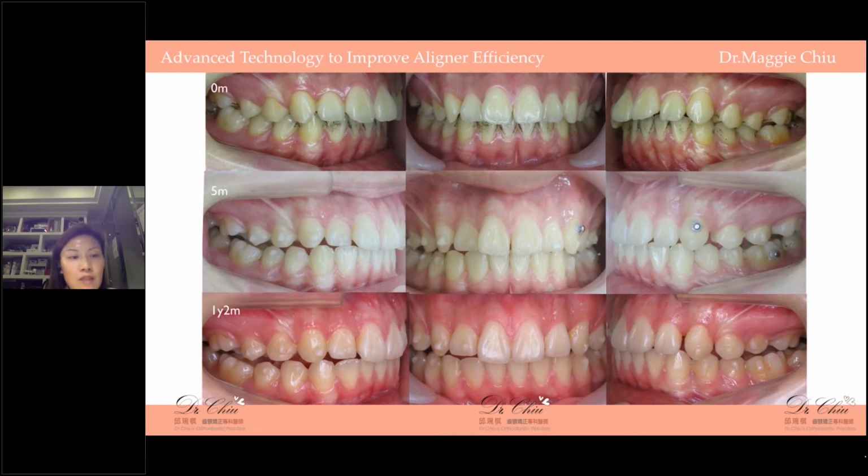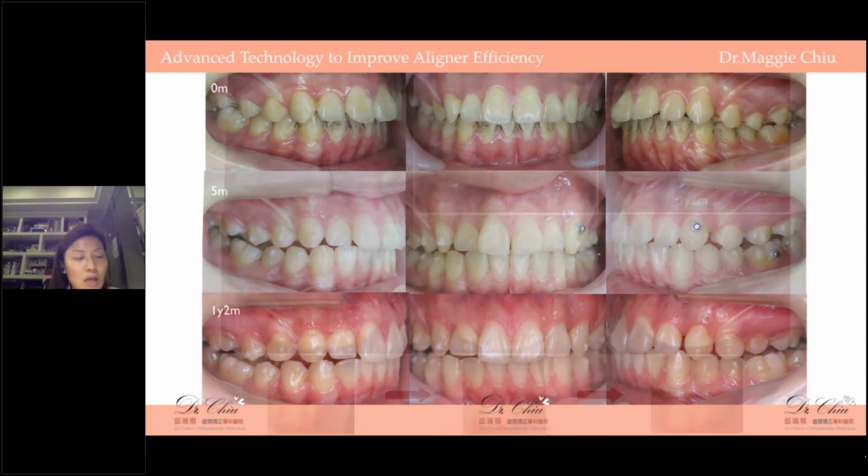And after 1 year and 2 months, we almost finished all the aligners, and we stopped there to get additional aligners. Because as you can see, something is happening, right? Tracking posterior open bite. I need to solve that. So I just stop and I do another scan, and we send in for another additional aligners.